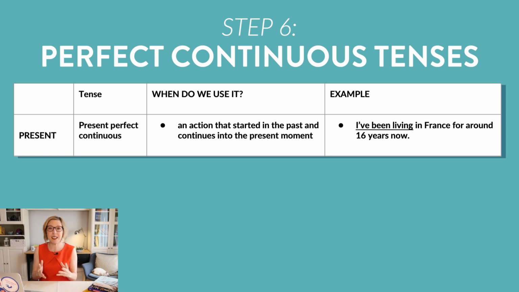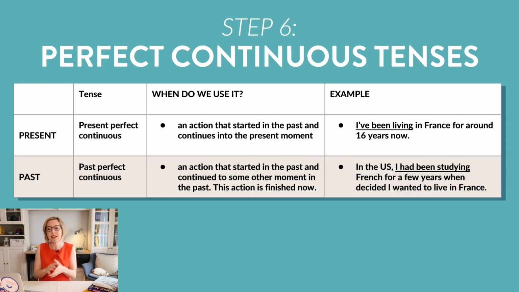And the perfect continuous tenses. So present perfect continuous. This one is generally easier. It's just an action that started in the past and it continues into the present moment. For example, I have been living in France for 16 years now. It started 16 years ago, continues up until today, and in theory will continue into the future.